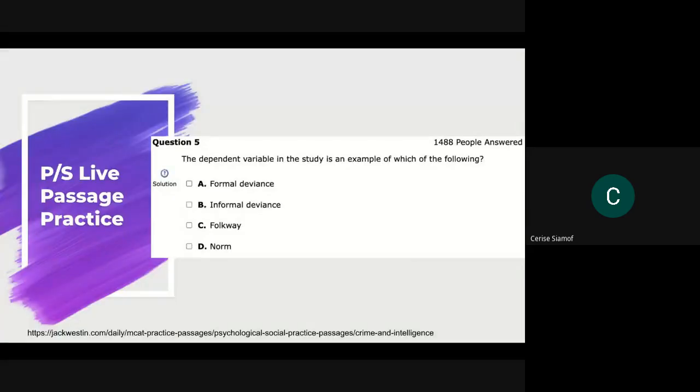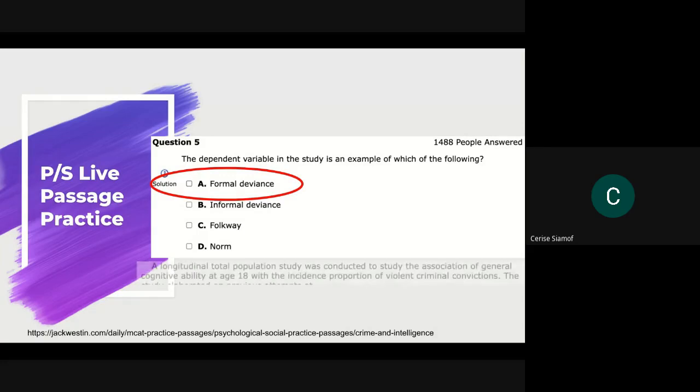So the final question was, the dependent variable in the study is an example of which of the following? So the answer is A, and I'll just show the study that they're referring to, which is this longitudinal study conducted to study general cognitive ability with the incidence proportion of violent criminal convictions. So in this case, they're trying to link, again, IQ to violent criminal convictions. So the first step is to identify the dependent variable. And in this case, the dependent variable would be incidence proportion of violent criminal convictions.